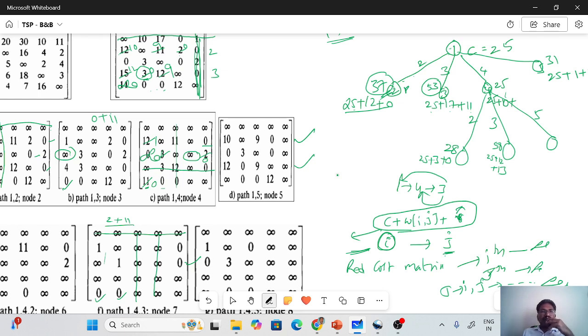So this is about the traveling salesperson problem by using branch and bound. The time complexity is exponential. This is also what we call an NP hard problem.